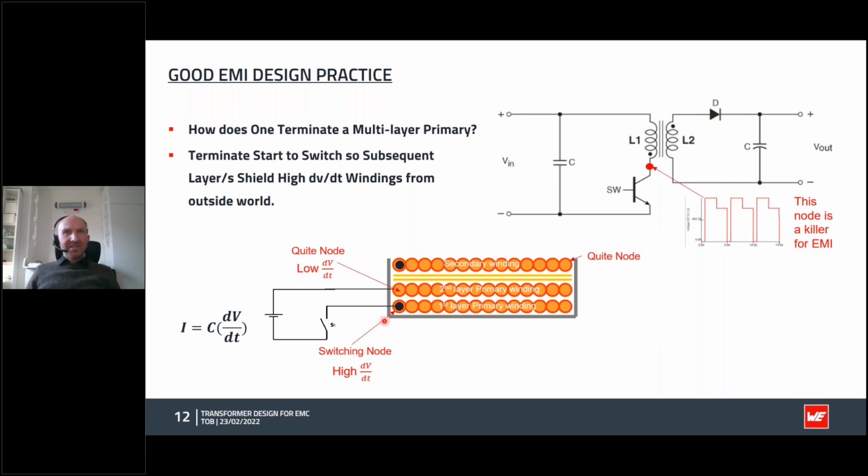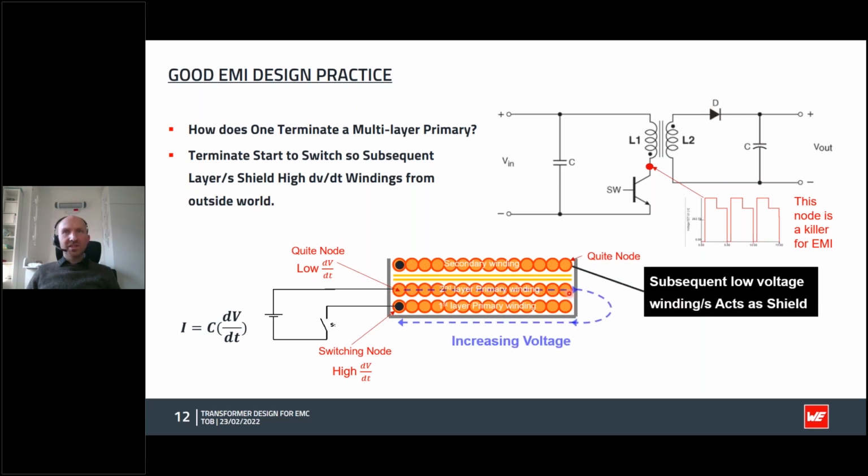So it totally makes sense where we have more than one layer of winding on the primary to keep this high voltage node away from this boundary. And so we have a lower dVdt on this layer. So here it's almost zero. And as we go along the layer, it slowly increases and increases and increases all the way until we get to the switch node itself, which is the highest. So yeah, makes sense to keep this node as far away from the boundary as possible.